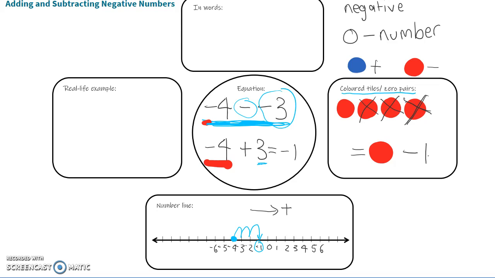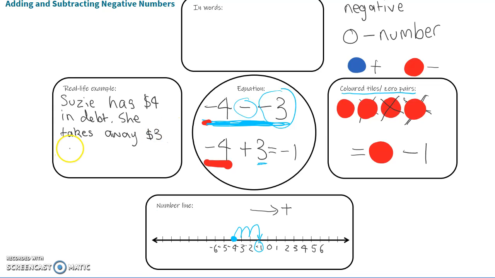Okay. Real life example here. I keep using the same names. Let's say Susie has, how much debt does she have? So she has $4 in debt. Okay, and she then takes away $3 of that debt. So she's gotten rid of some of her debt. So that she has less debt now, right? She's gotten rid of some of it. She now only has $1 in debt.